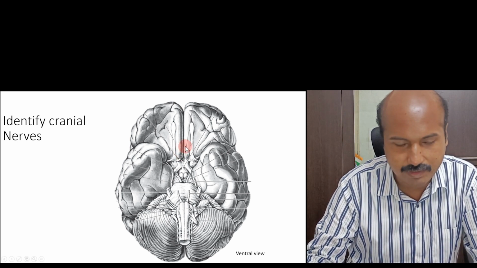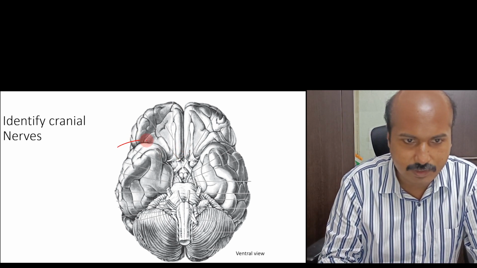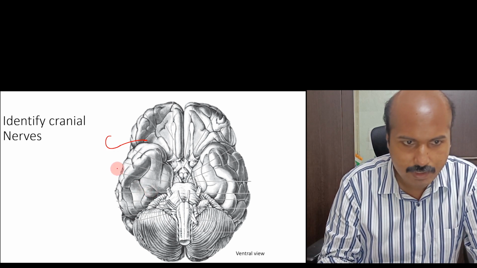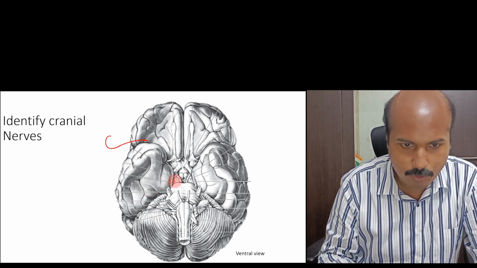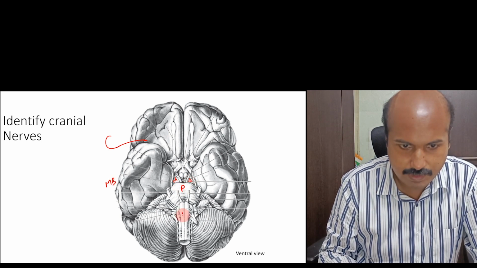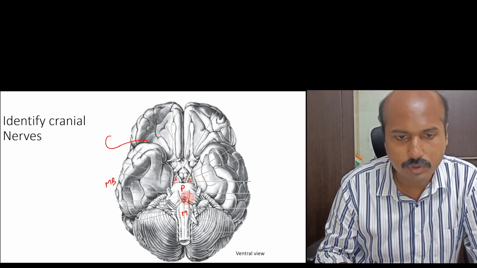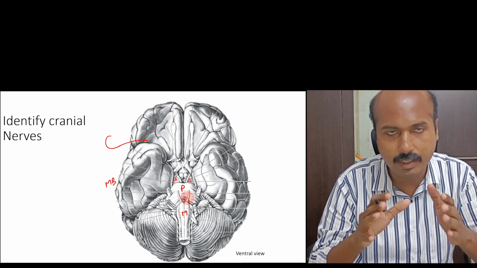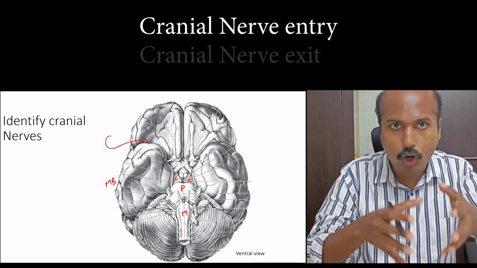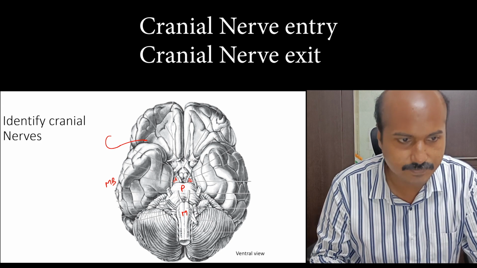That is what you are seeing here, in which you are seeing the cerebrum here, the cerebral lobes. This small part that you see is the midbrain, and this is the pons, and this is the medulla. So this ventral view gives you a very good idea about how the cranial nerves enter or exit from the brain surface.